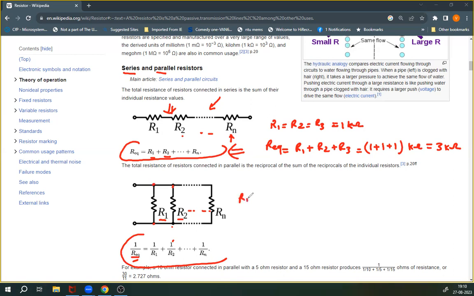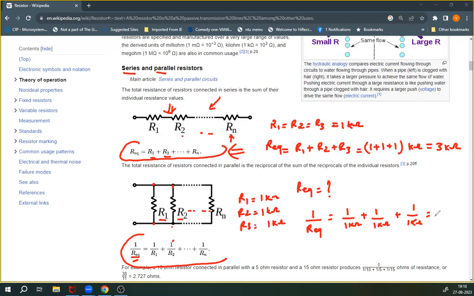So imagine you have R1 that is equal to 1 kilo ohm. You have R2 that is also equal to 1 kilo ohm, and you have R3 that is equal to 1 kilo ohm. So you want to know what is going to be the R equivalent of this. So you just apply this equation. It would be 1 over R equivalent equals 1 over 1 kilo ohm, that is R1, plus 1 over again 1 kilo ohm, plus 1 over 1 kilo ohm. So you can calculate how much that comes out to be. We'll see how it comes out.